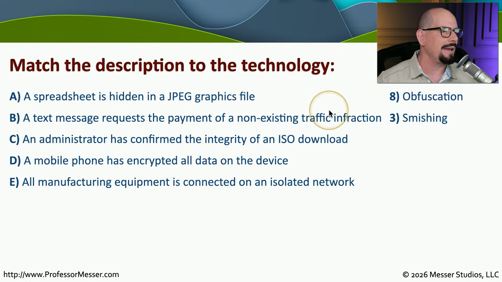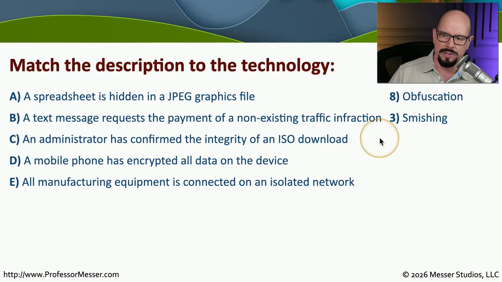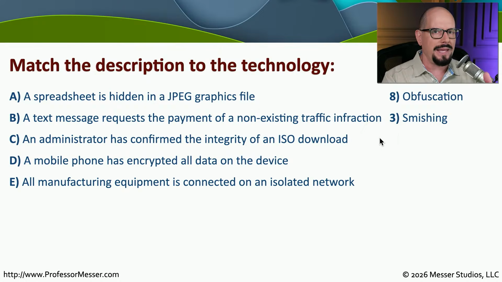Smishing is what we were looking at because it's using SMS as a way to gain access to you and eventually to your money. Next on our list is an administrator has confirmed the integrity of an ISO download. ISO downloads can be big. They can be gigabytes in size. An ISO download describes an entire operating system or a single disk that has been collapsed or encapsulated into a single file format called an ISO format, describing the standard format that is used for all of these.